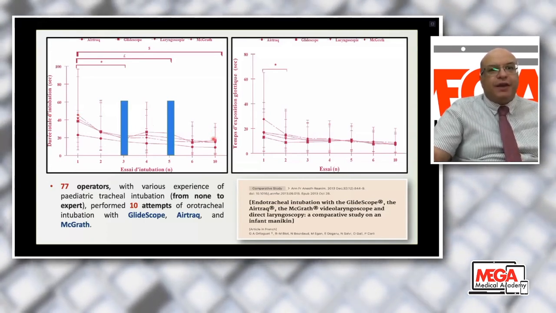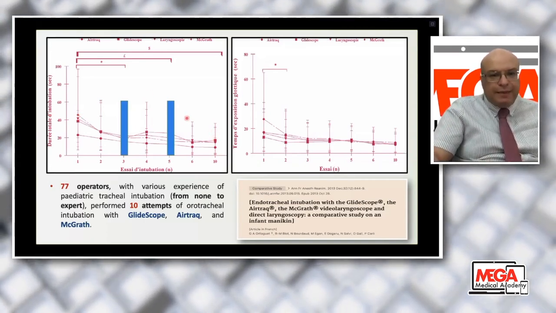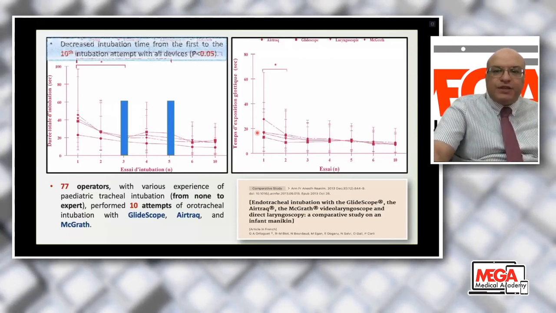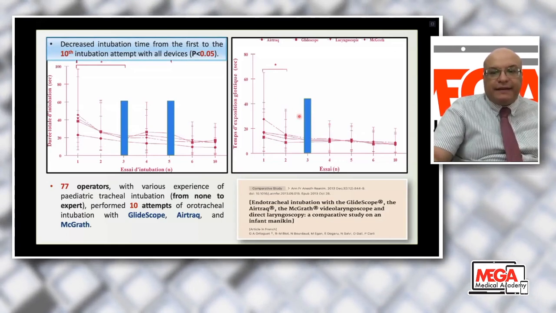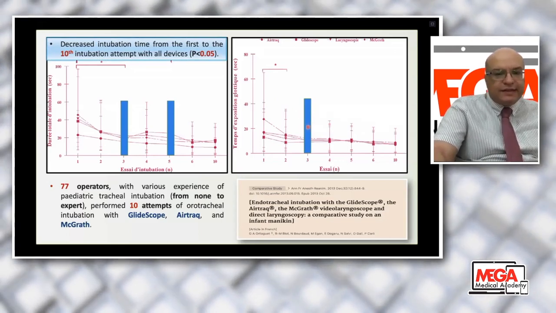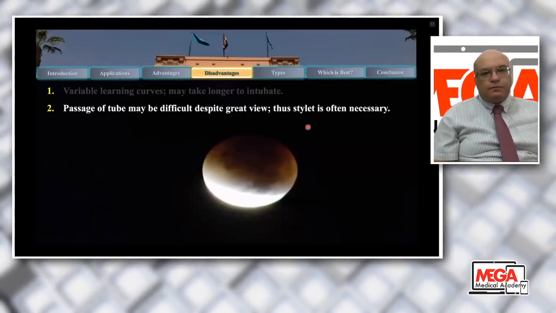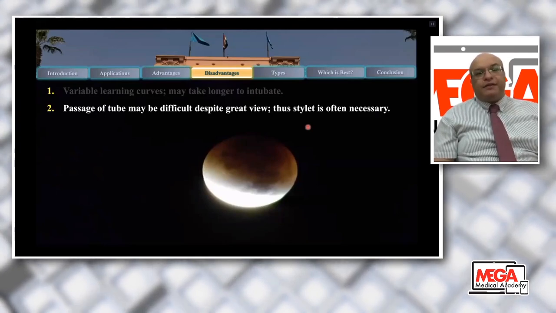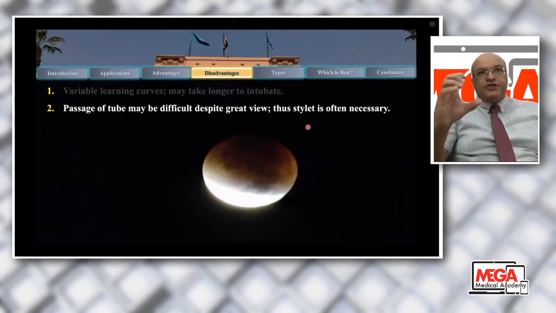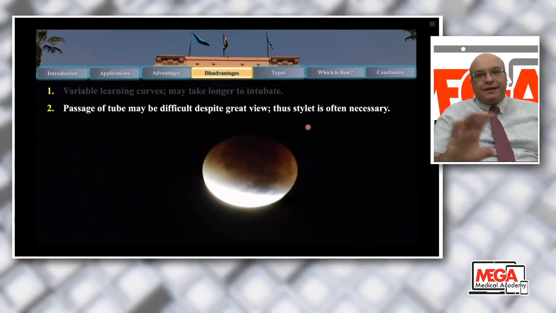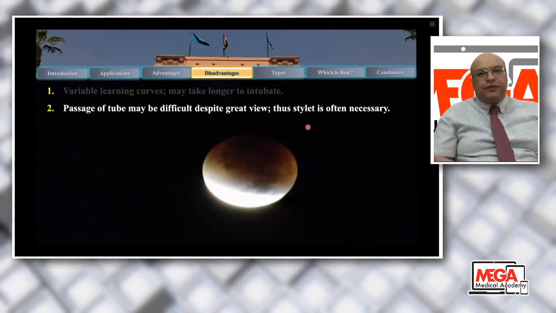The 10 trials, that means you have 10 times of experience, that's the beginning one. Ease of intubation also decreases from the third attempt, as you can see here on the left side. The passage of the tube may be difficult despite a good view. You have to keep in mind that a good visualization of the glottis doesn't translate anymore to ease of intubation.